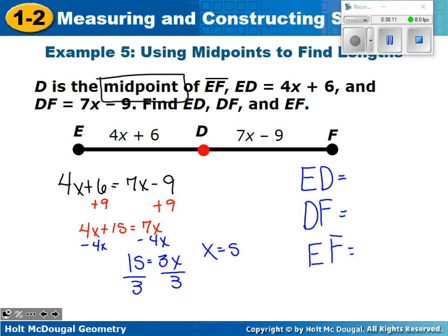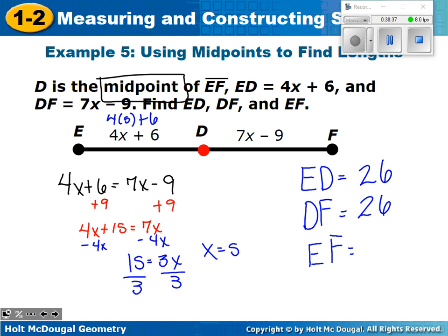So you're going to plug that 5 back in. What is 4 times 5 plus 6? 26. Do we really need to plug it back in over here? No, because what did we just say about ED and DF? They're the same, so you could just say this one's 26. If you want to check it and make sure you did your math correctly, you could. But 7 times 5 is 35, minus 9 is 26.